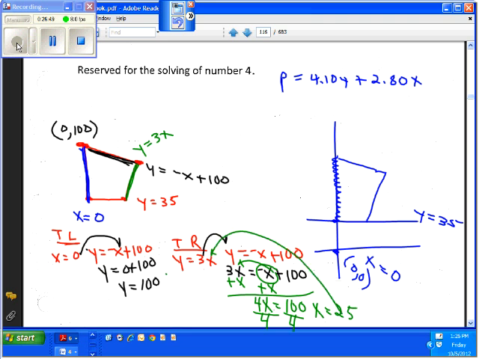I'm going to take that 25, plug it back in, and I'll get y equals 3 times 25, so I'm going to get y equals 75. So the coordinates of this corner right here are (25, 75). That says that you might sell 25 sweatsuits and 75 jackets. We're getting the possible maximum sales.